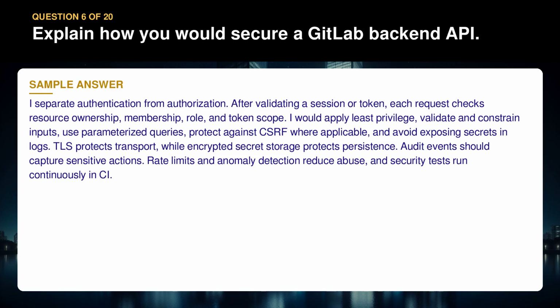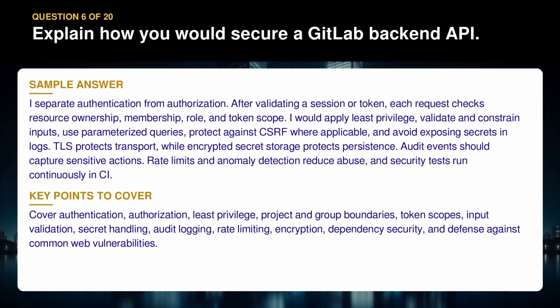Audit events should capture sensitive actions. Rate limits and anomaly detection reduce abuse, and security tests run continuously in CI. Cover authentication, authorization, least privilege, project and group boundaries, token scopes, input validation, secret handling, audit logging, rate limiting, encryption, dependency security, and defense against common web vulnerabilities.